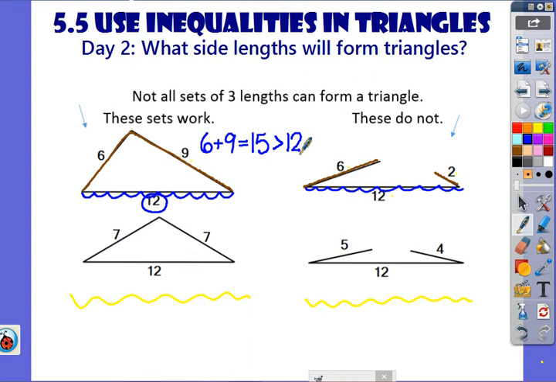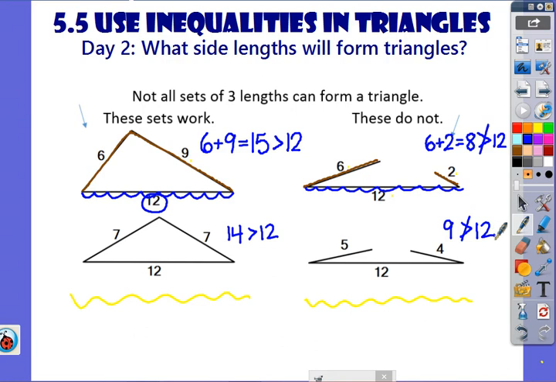The ones that don't work, maybe you said something like this, the 6 and the 2 only make 8. And 8's not big enough to get all the way across. So maybe we could say it's not bigger than 12. Or we could say it's less than 12. So that's really what we're going to talk about today, about how 7 plus 7 is 14. 14 works nicely, it's bigger than 12. 5 plus 4 is only 9. 9 is not big enough to go all the way across 12.